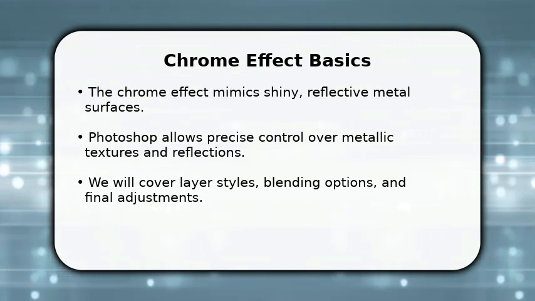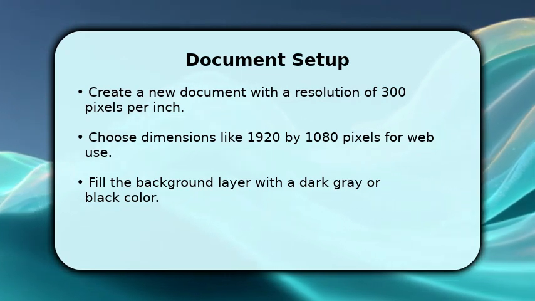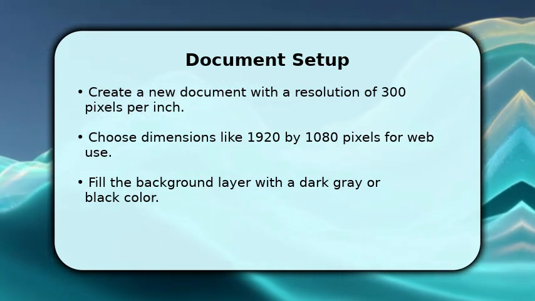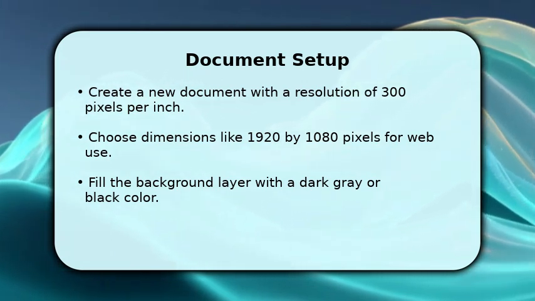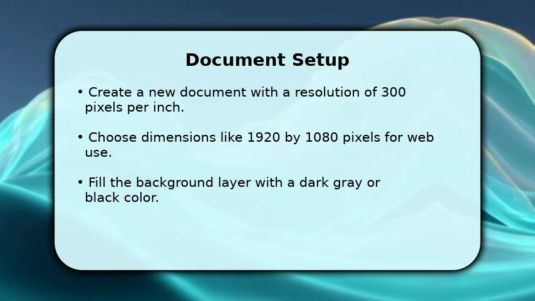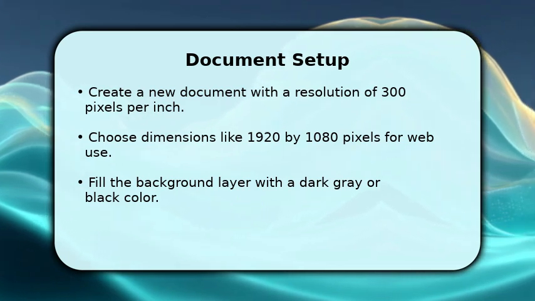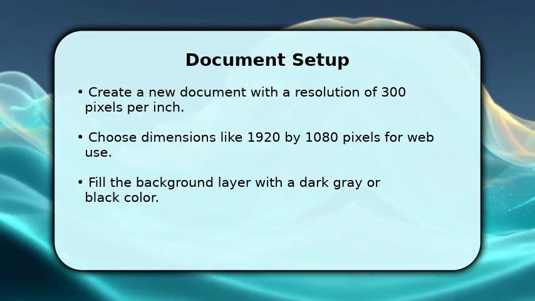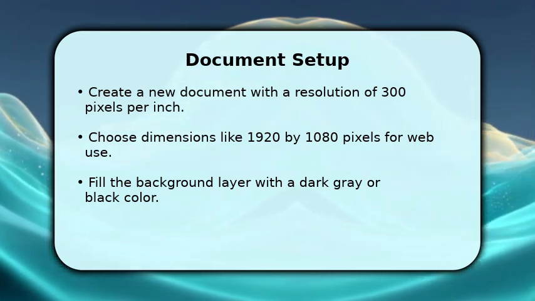First, open Photoshop and create a new document. For optimal results, consider a canvas size around 1920 by 1080 pixels, or whatever suits your project. Set the resolution to 300 pixels per inch. Then, fill your background layer with a dark color, like a deep gray or black, to make the chrome stand out.